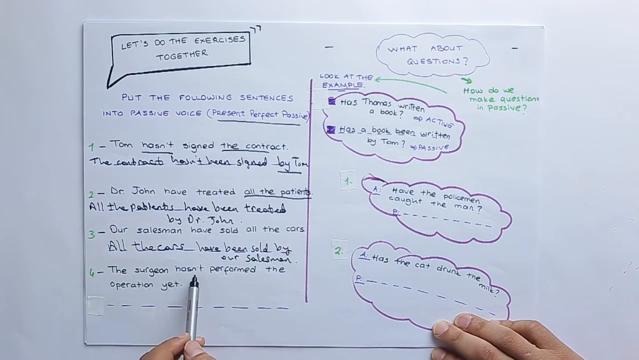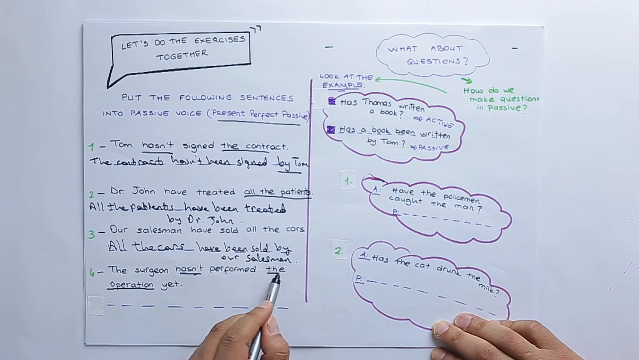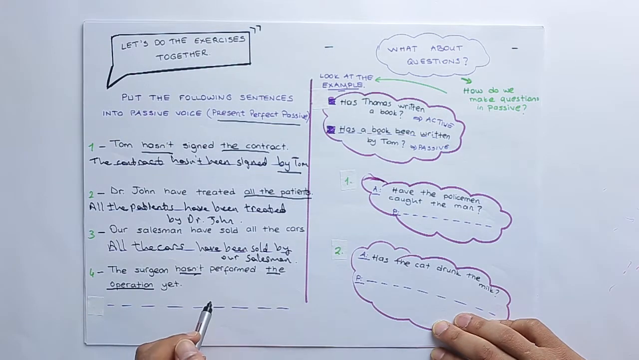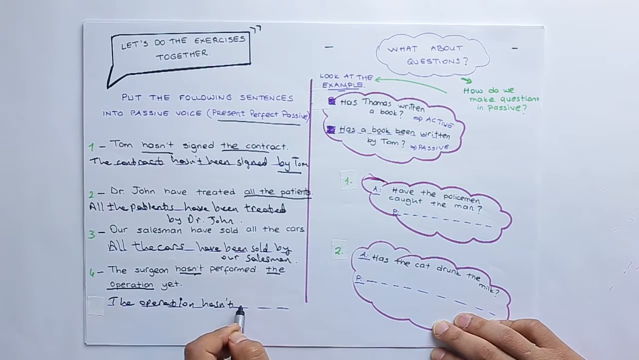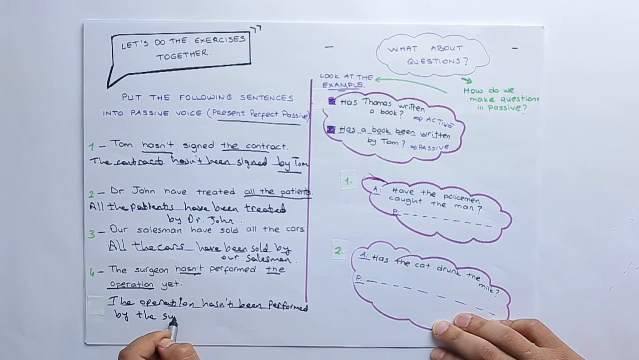Number 4, the surgeon hasn't, be careful, this is negative, hasn't performed the operation yet. Now what are we gonna do? We are gonna take the operation. The operation, yes. Will it be affirmative or negative? It's gonna be negative. The operation, as you see here, hasn't been performed by the surgeon yet. Yes, everybody.